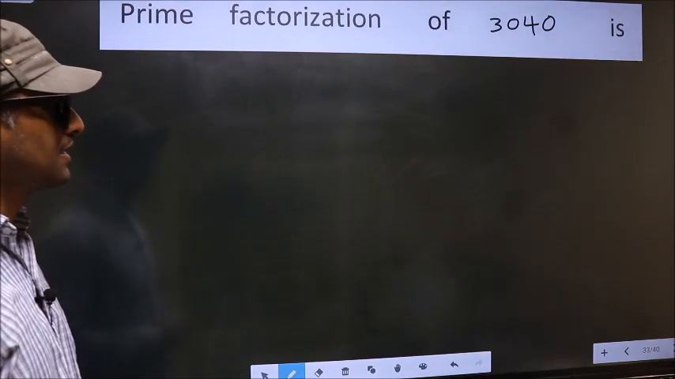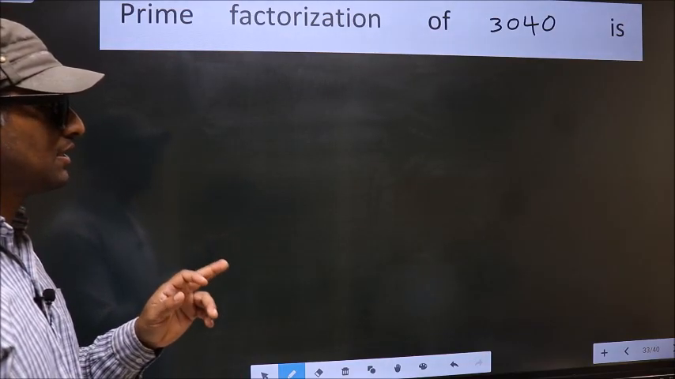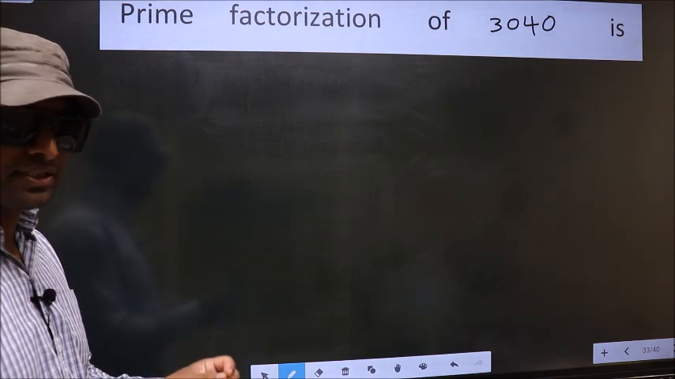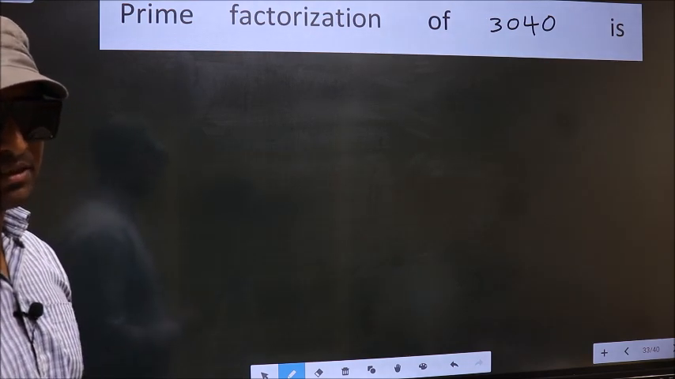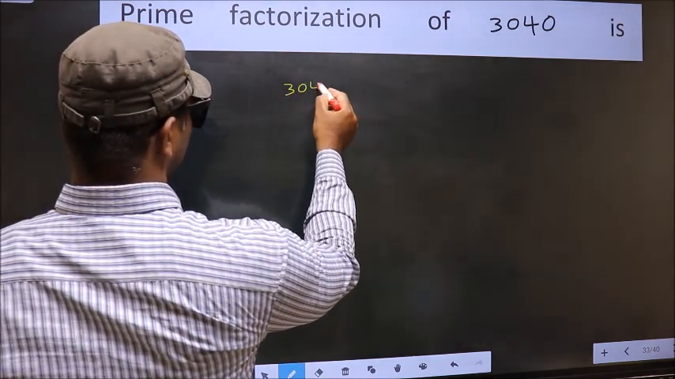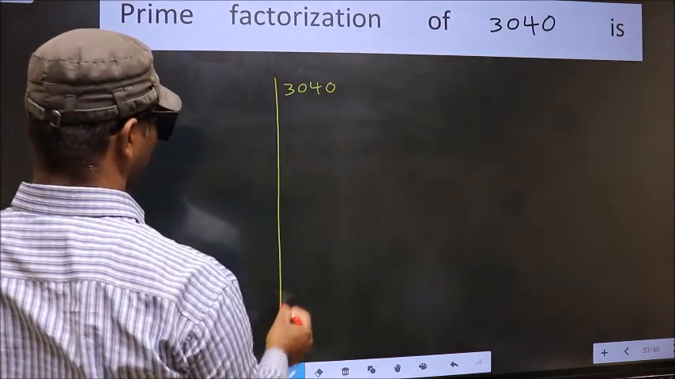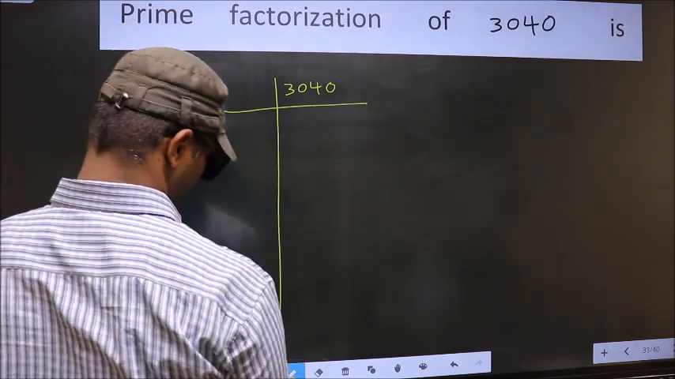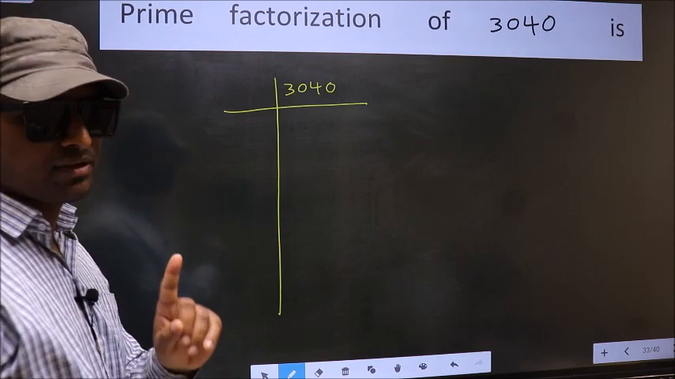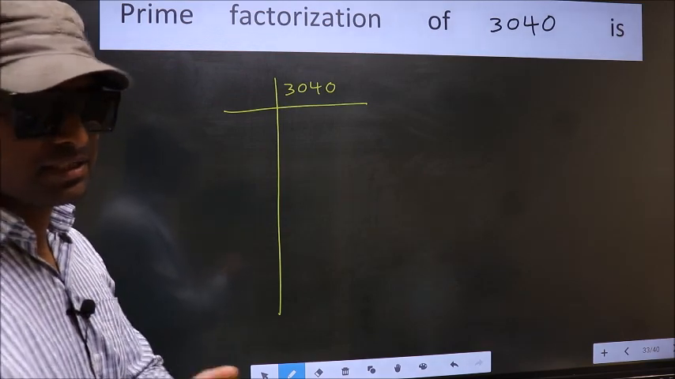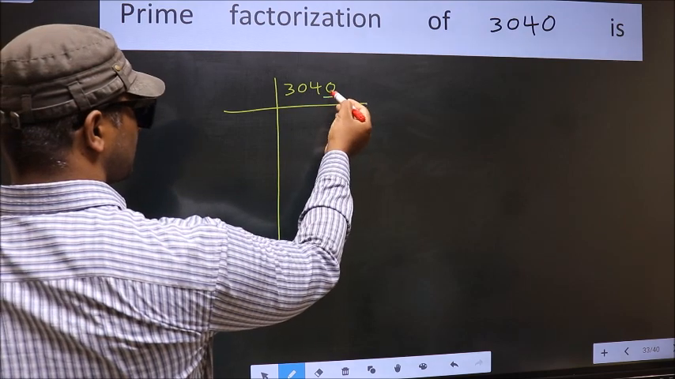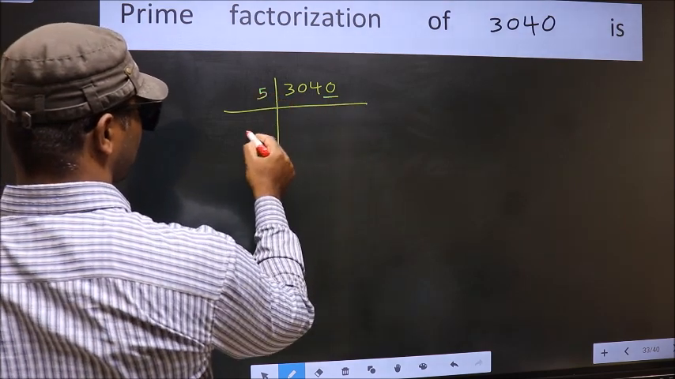The prime factorization of 3040: to do prime factorization, first we should frame it in this way. 3040. This is your step 1. Next, in this number, the last digit is 0, so take 5.